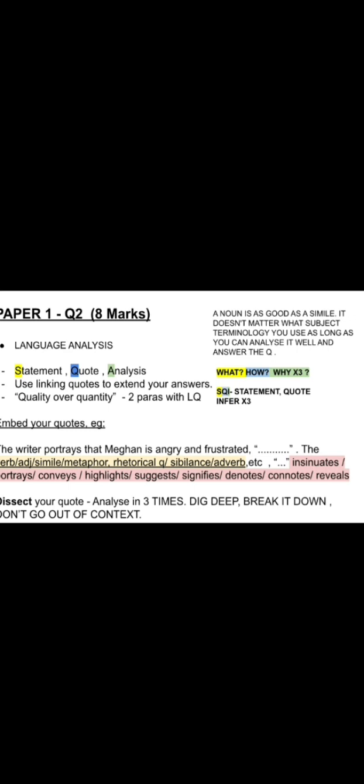But just don't go out of context. If you go out of context, your answer will be wrong, and the examiner will think you have zero understanding of the text, which is actually the first bullet point when it comes into the mark scheme.